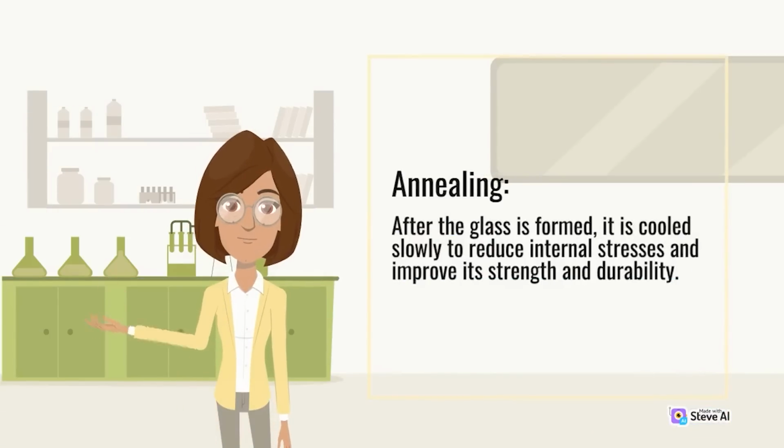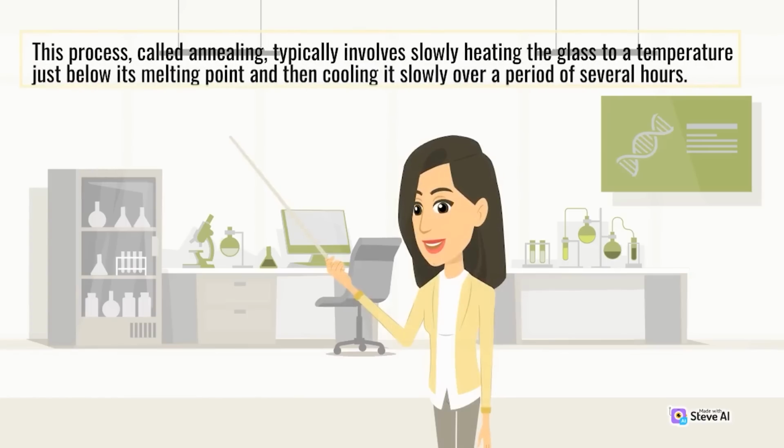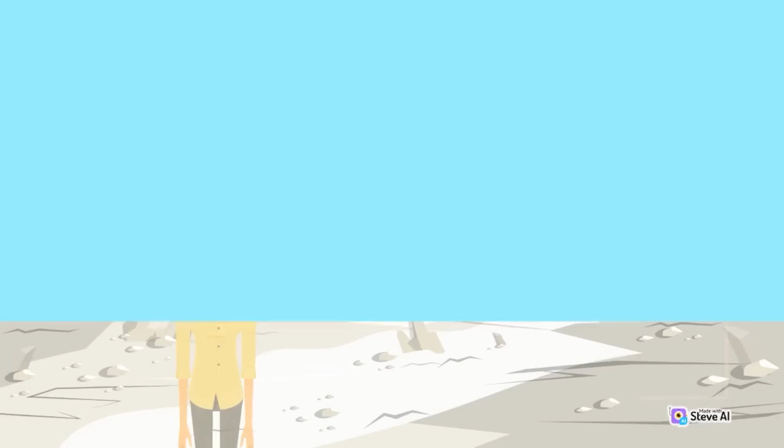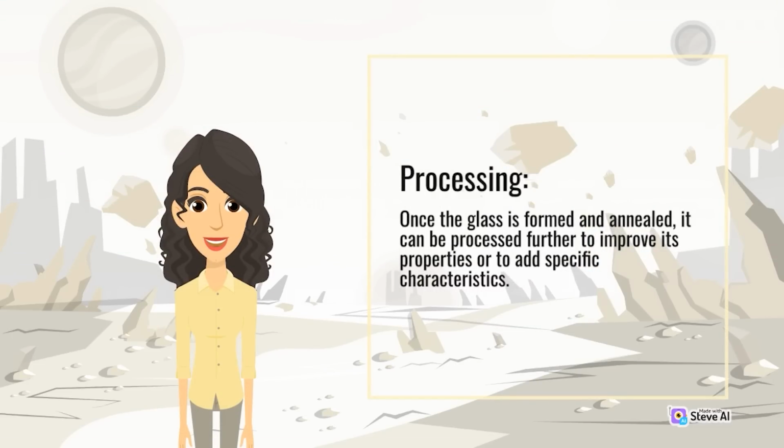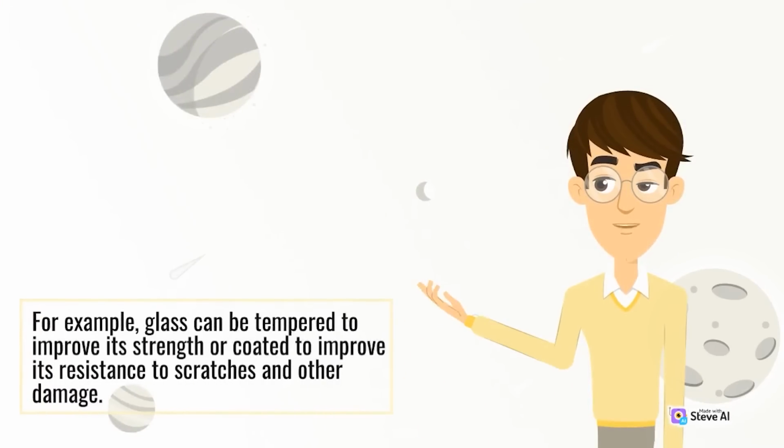Annealing. After the glass is formed, it is cooled slowly to reduce internal stresses and improve its strength and durability. This process, called annealing, typically involves slowly heating the glass to a temperature just below its melting point and then cooling it slowly over a period of several hours. Processing. Once the glass is formed and annealed, it can be processed further to improve its properties or to add specific characteristics. For example, glass can be tempered to improve its strength or coated to improve its resistance to scratches and other damage.